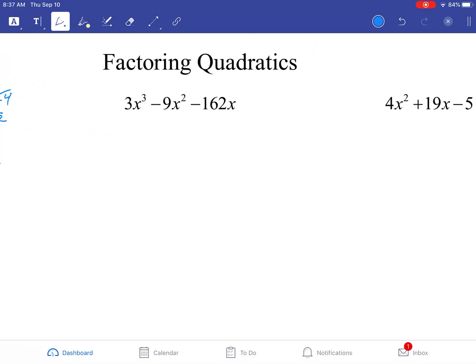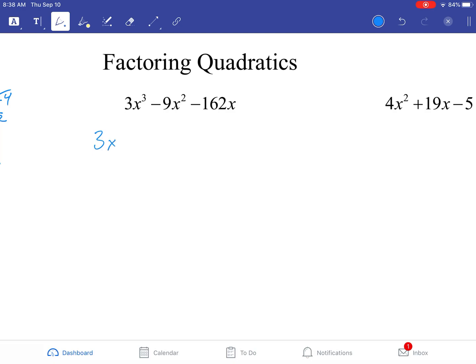Next, again, you go through the mental checklist. Can you take out a greatest common factor? In this case, you have 3, 9, and 162. Then you have x to the third, x squared, and x. So in actuality, you can take out two different things. All the numbers in this problem can be reduced by 3, so we're going to take a 3 out. And you have an x in each one of the terms, so we can take an x out.